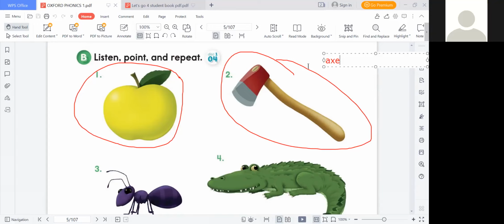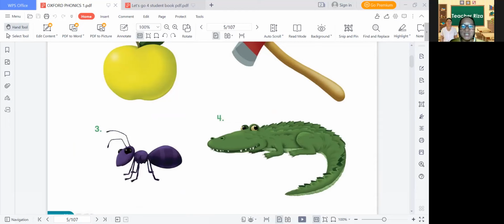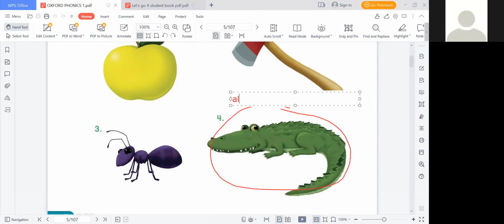Ox, very good. So, next picture, we have number three picture. This is ant. What is this? Ant. Very good. Next picture, we have number four picture, which is this one. What is this? It's alligator. Exactly. Good job.